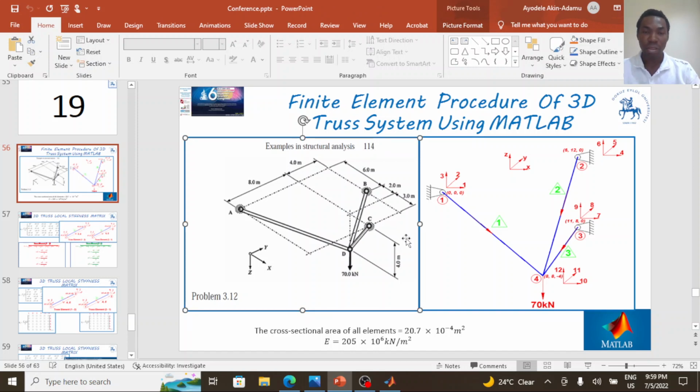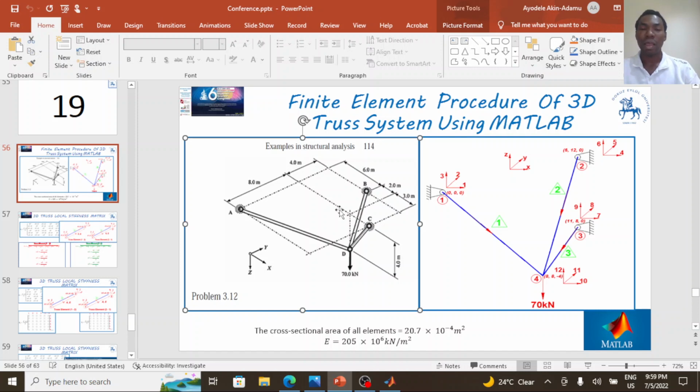lesson is actually shown on the screen. The problem has three elements. First of all, before I explain the problem that we are going to solve in this tutorial lesson, I want to give a brief introduction of what a 3D truss system is.